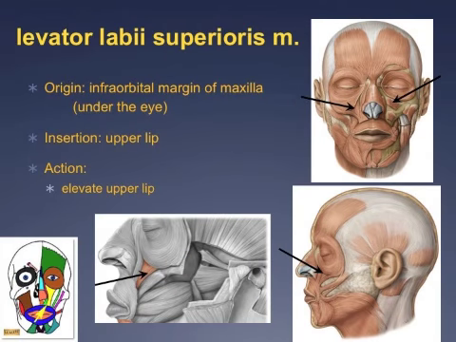Next, note that there are 3 sets of muscles to elevate or raise the upper lip. Levator labii superioris is a muscle located just under the eye that will do just what its name says. The levator labii superioris muscle originates from the maxilla bone. Infraorbital means just below the orbit or eye sockets.